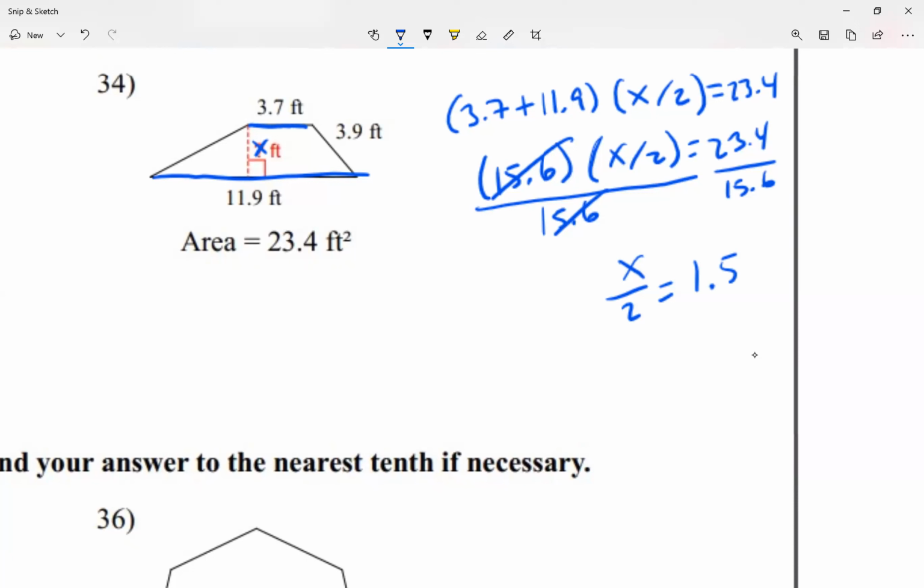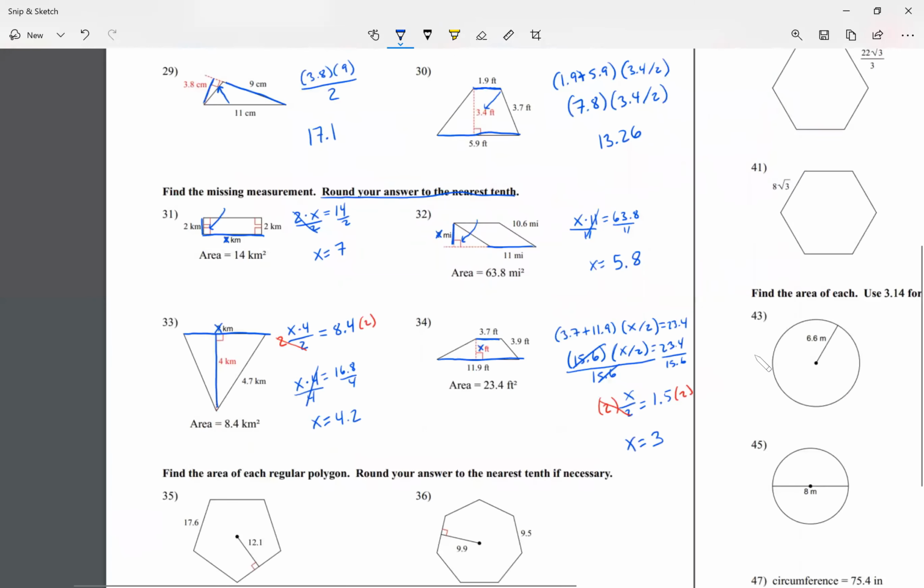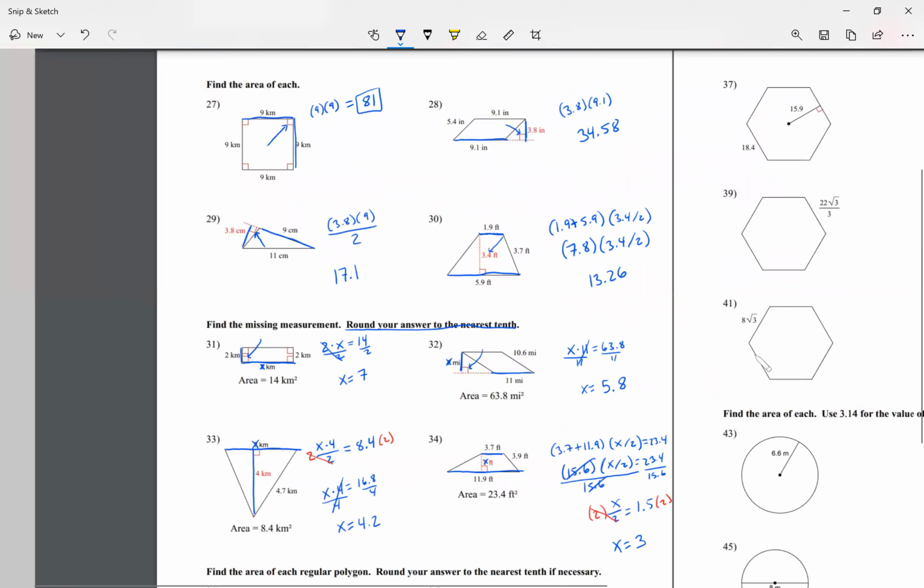Okay. Now the fraction means division. The opposite of times is divide. So that means the opposite of divide is times. Let me multiply both sides by 2. So these 2's cancel out. And I get x equals 1.5 times 2 is 3. So x equals 3. Let me zoom out. That should be good for your test tomorrow, for your quiz.